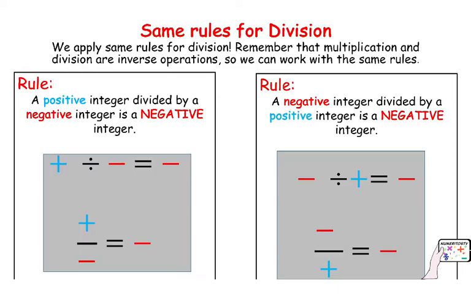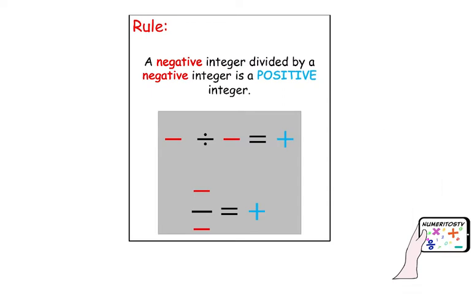So you can apply the same rules for division, because remember that division and multiplication are inverse operations. So we apply the same rules. If a positive number divides a negative integer, the answer is negative. Or if a negative divides a positive, the answer is negative. So again, different signs, the answer is negative. And if you divide negative by a negative, the answer is positive. Or same signs, the answer is positive.